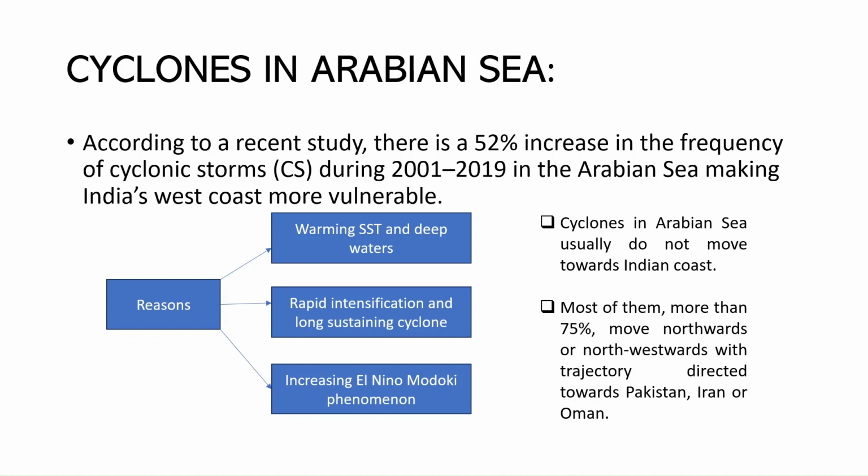And another contributor to this phenomenon is the increasing frequency of the El Nino Modoki phenomenon. These climatic events create a warm and moist condition in the central Pacific while inducing dry and cold condition in the eastern and the western Pacific. And this unique mix of conditions creates an environment conducive to form cyclones over the Arabian Sea region. So, the Arabian Sea's transformation serves as a reminder of the delicate balance that governs our environment, isn't it?